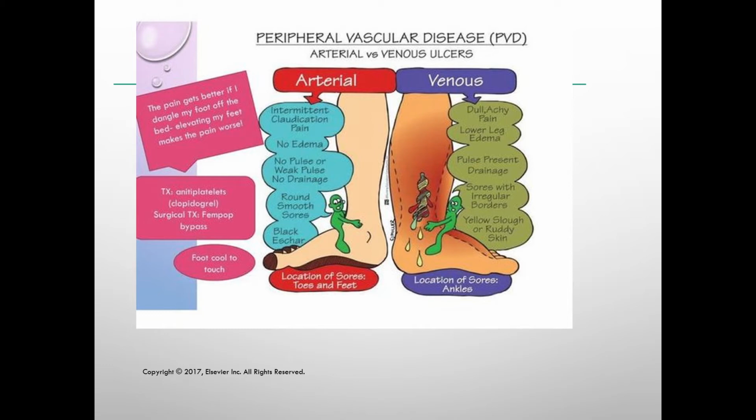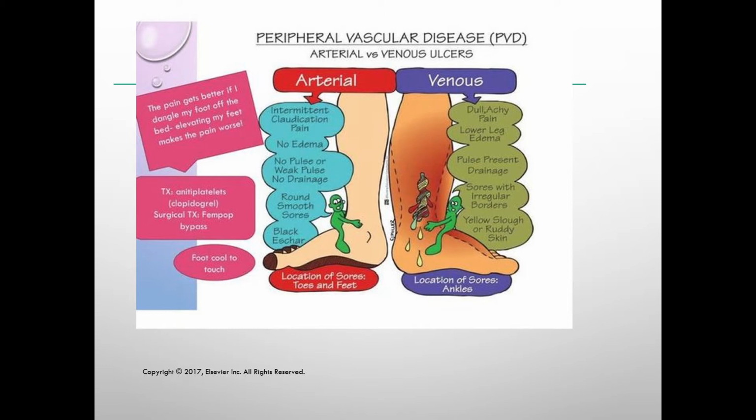Arterial is going to end up having no pulse or very weak pulse, but there will be no drainage, versus the venous is going to have a present pulse, but there will be drainage. So that's a really big difference right there. The wounds that are arterial tend to be round and smooth.